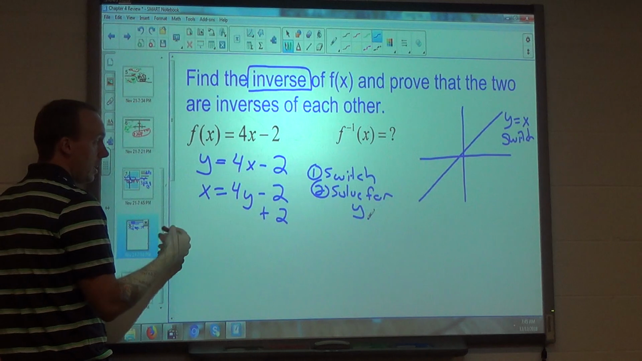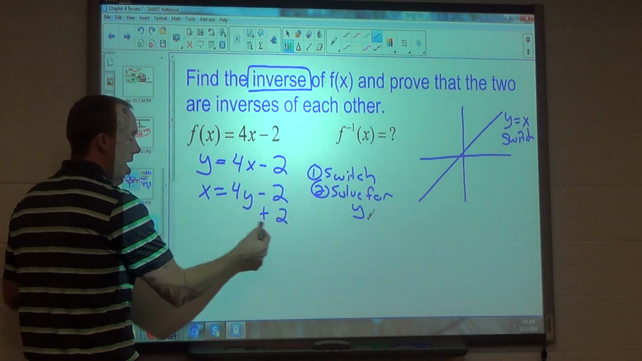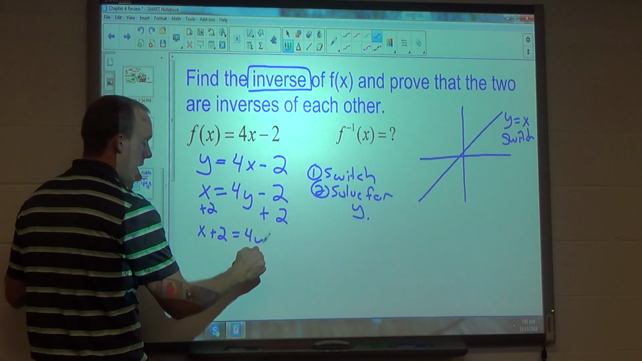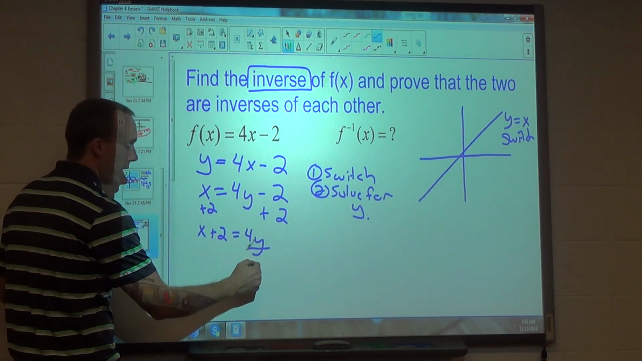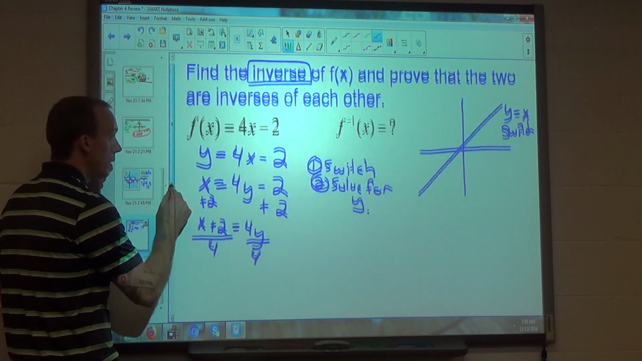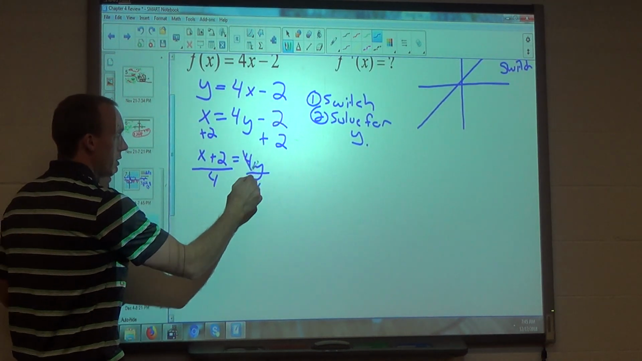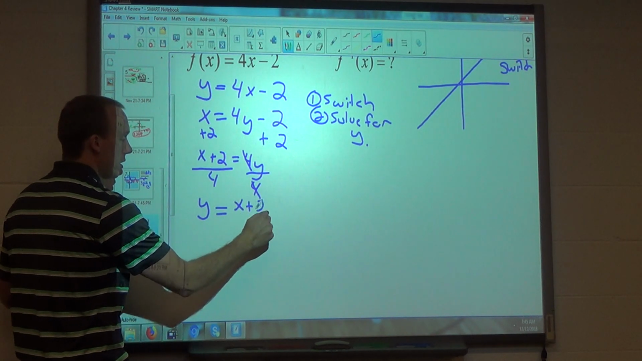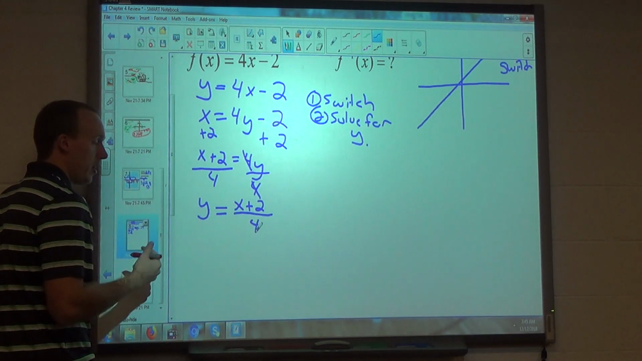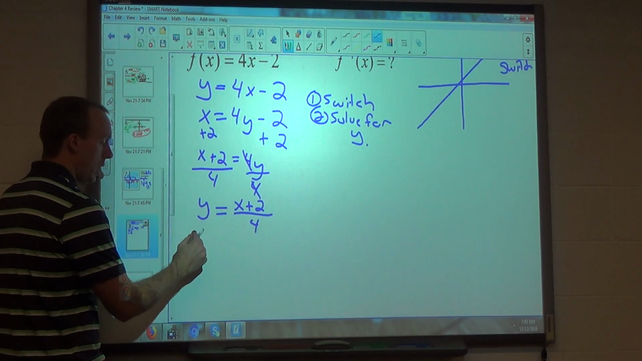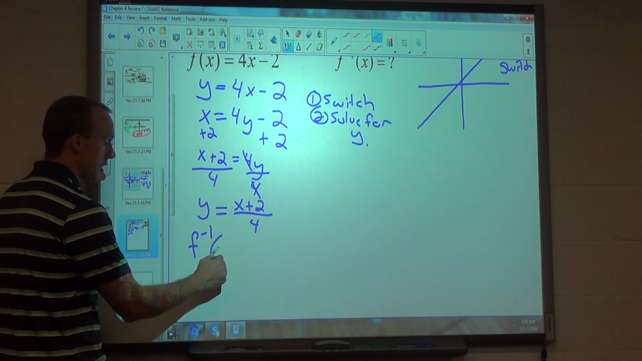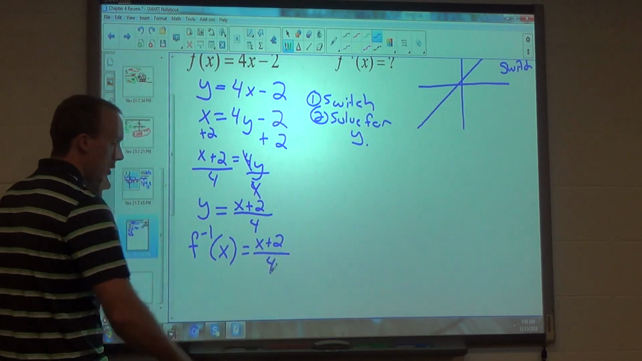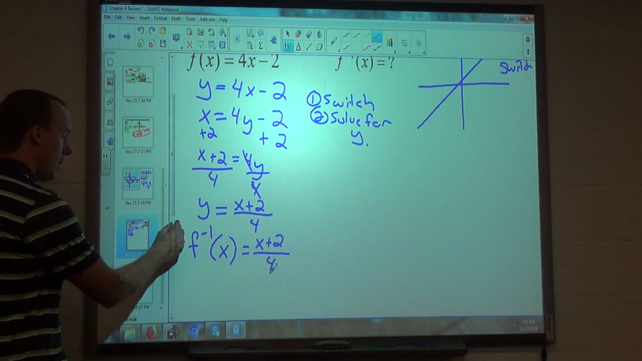So now I'm getting y by itself once I've switched them. So I'm going to add the 2 over, so it's x plus 2 equals 4y. And to get y by itself, I divide by 4. And I'm going to get those to cancel. I'm going to flip the equation around so the y is in front. So y equals x plus 2 over 4. Okay, and to write it as an inverse, I actually rewrite this y as f inverse, that's the symbol, of x equals x plus 2 over 4. Okay, so I found the inverse.